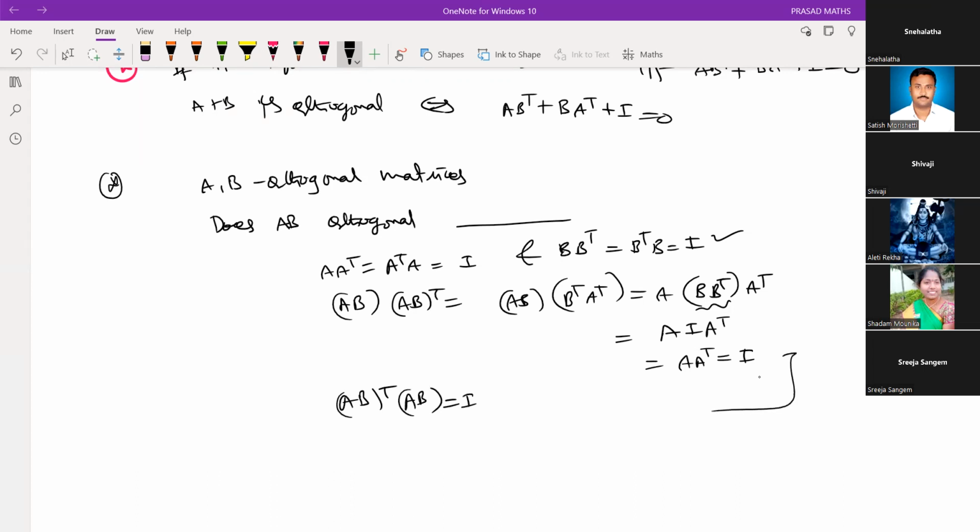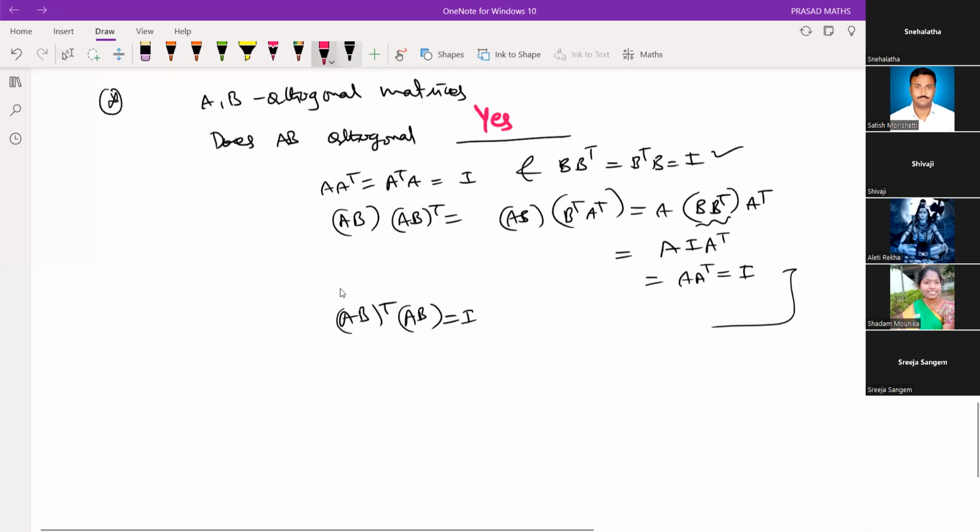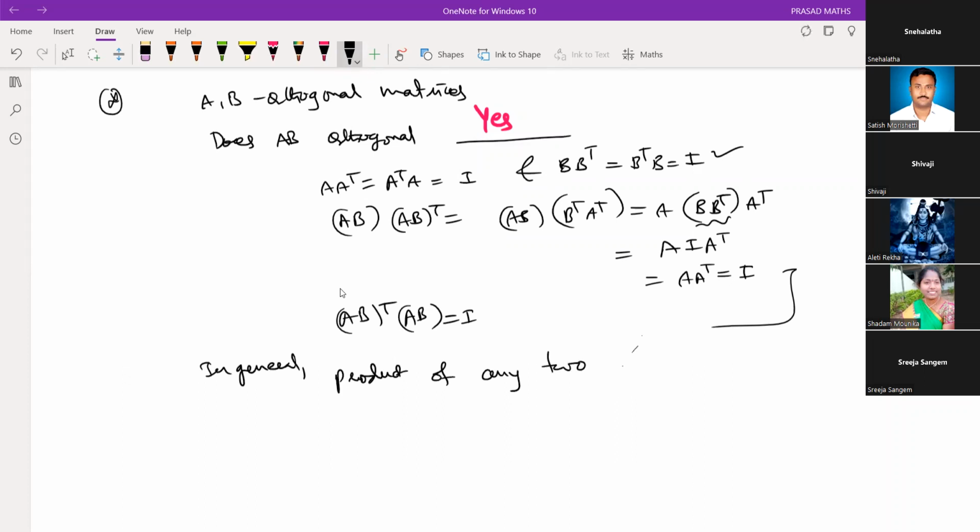Therefore, there is no problem with the product. Finite product is always orthogonal. That means in general, the product of any two orthogonal matrices is orthogonal, using the associative property and the definition of orthogonal. Right, in general, this is true.